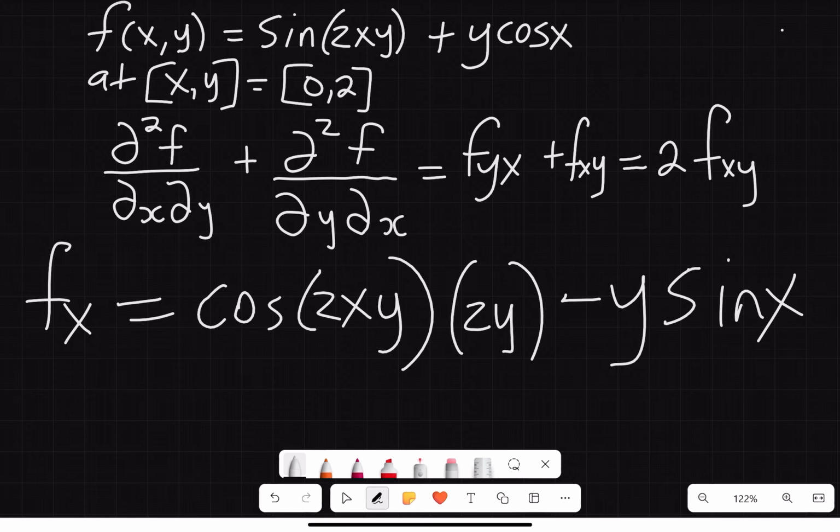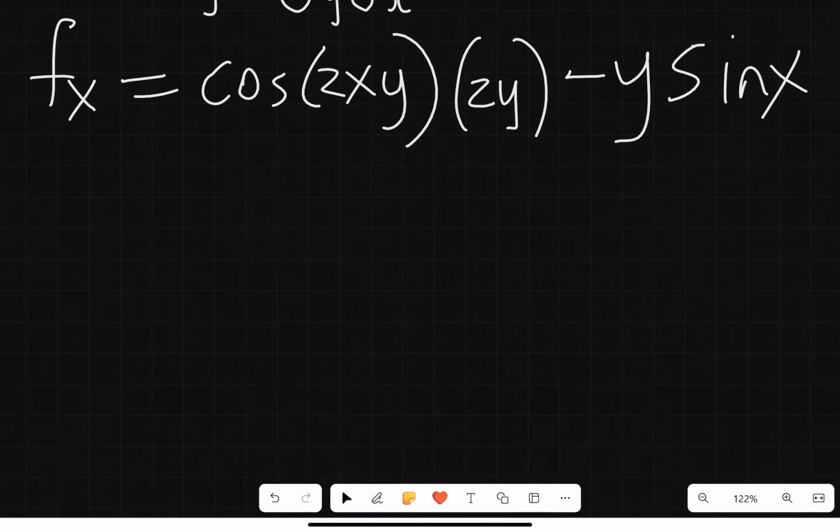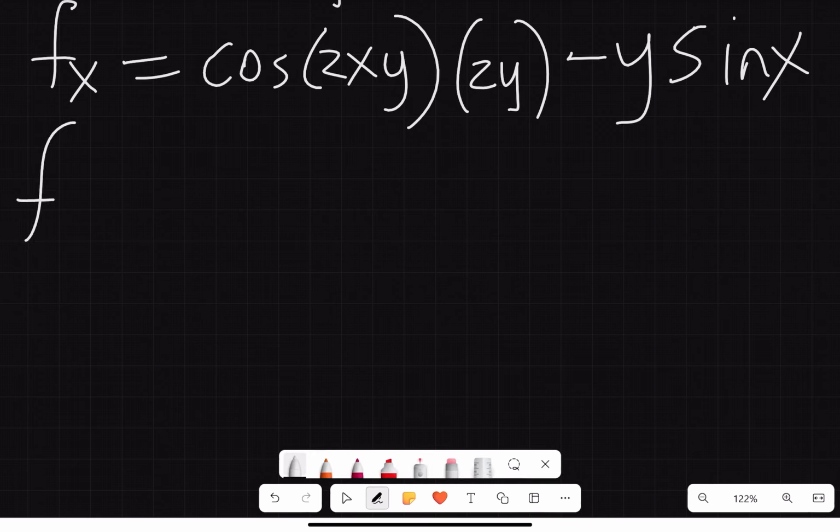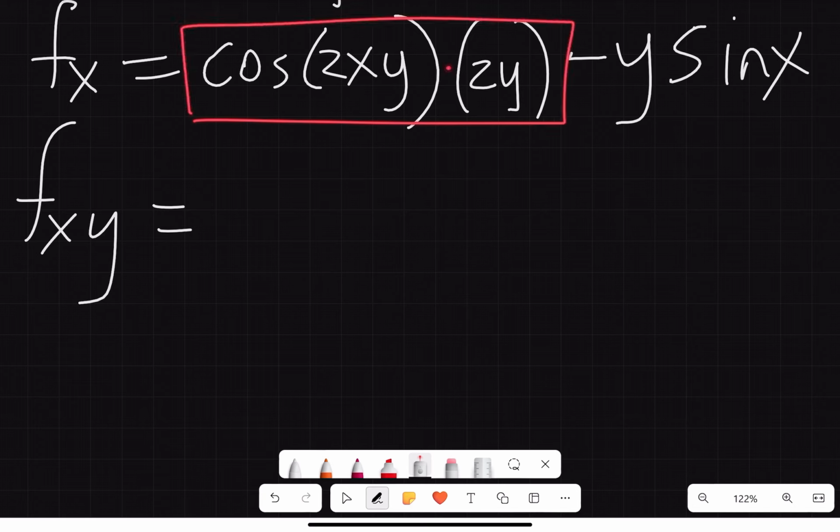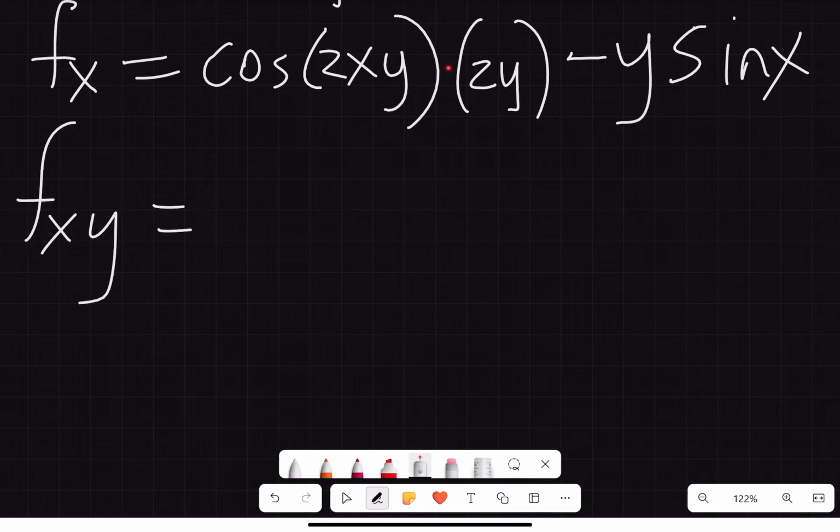Now let's derive this again, this time with respect to y, and see what it gives us. With respect to y, since here I have a product of two terms, I'm going to use the product rule. Firstly, the derivative of this multiplied by this, and then add the derivative of this multiplied by that. All right, let's do that.